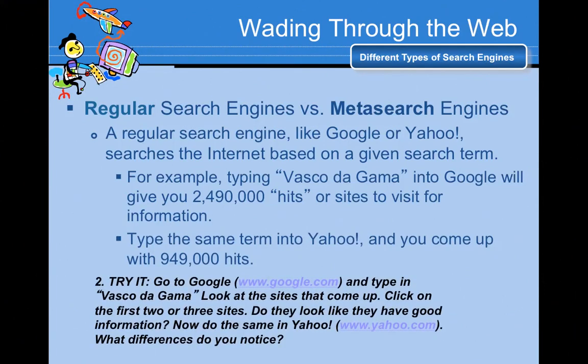So what I want you to do right now is try it. Go to Google and type in Vasco da Gama. Look at the sites that come up. I want you to click on the first 2 or 3 sites. Do they look like they have good information? Then do the same thing in Yahoo, and I want you to notice the differences. And then you can pause this video and complete number 2 on your worksheet.